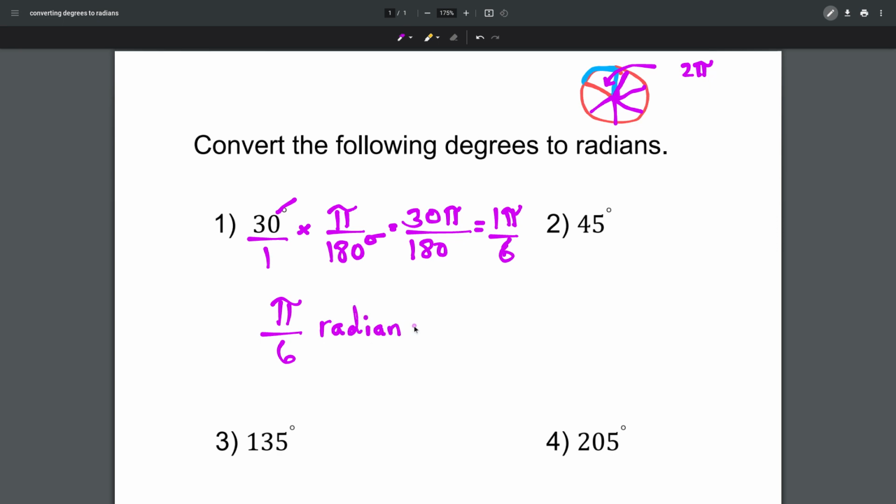Okay, so if you think you got the hang of it, maybe pause the video right now and try and figure out the rest, and then watch me as I work my way through it and see if you get the same answer. Okay, so let's continue. We got 45 degrees here. We're going to multiply that by pi over 180 degrees. So degrees will cancel out. We'll get 45 pi over 180. Now 45 goes into 180 4 times, so this becomes pi over 4 radians.